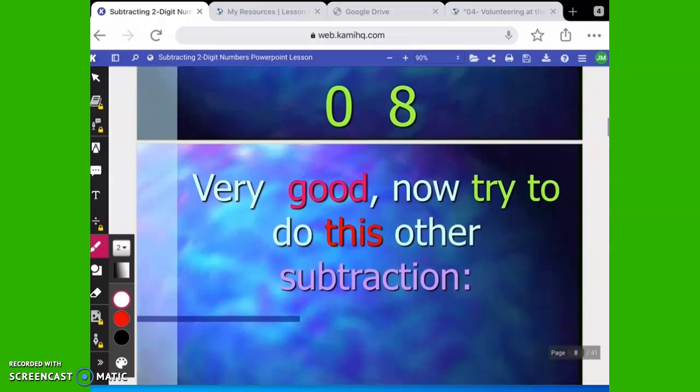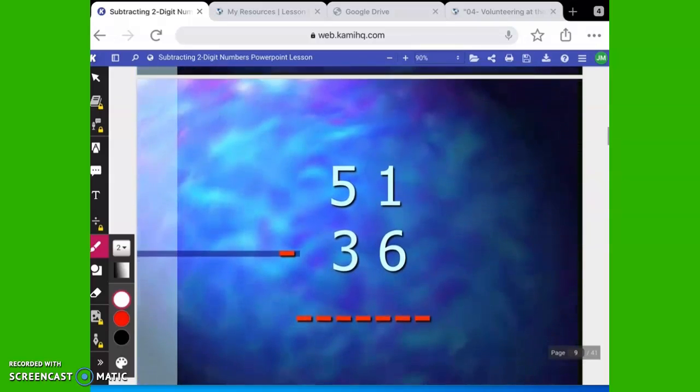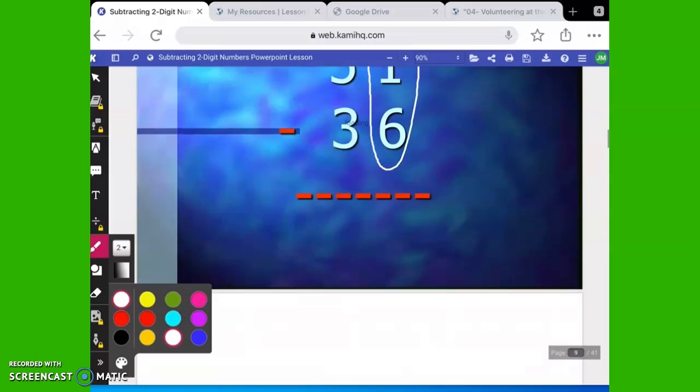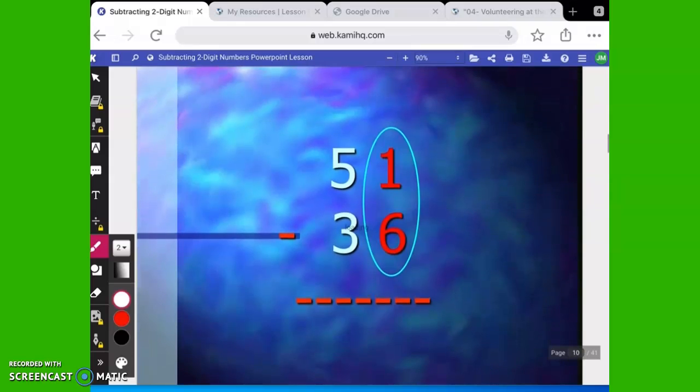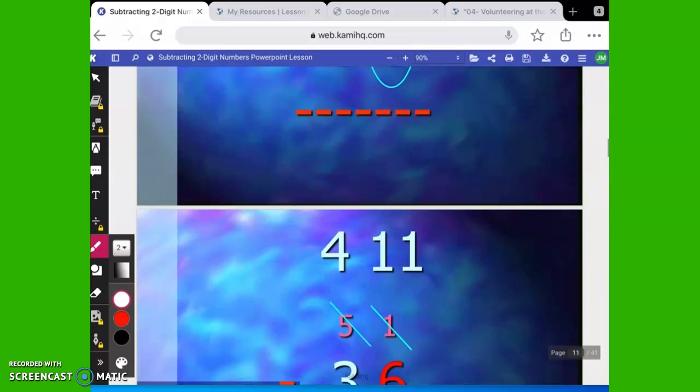Okay, let's look at another subtraction problem. We have 51 minus 36. So let's go ahead and look at our ones place value. We have 1 minus 6. Now we know that we cannot take 6 away from 1. 6 is larger than 1. We want the larger number to be on top when we subtract. This time, the largest number is on the bottom with the 6. So we're going to need to borrow.